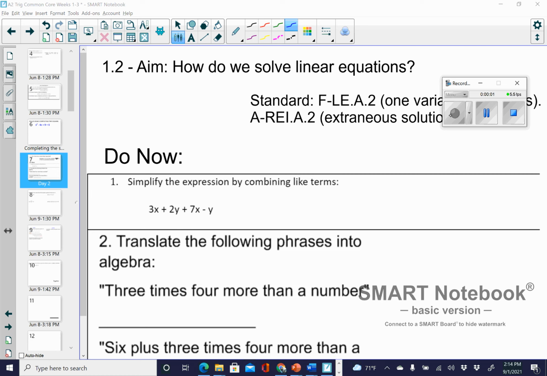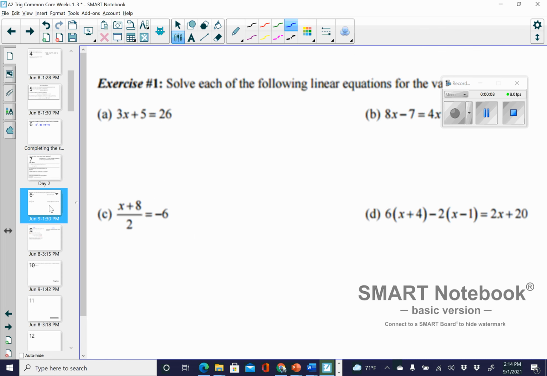Right, welcome to day 2, lesson 1.2. We're going to go ahead and get started on the lesson. So today's lesson is on figuring out solutions for the value of x. Like in algebra, people love looking for x. What is x equal to?